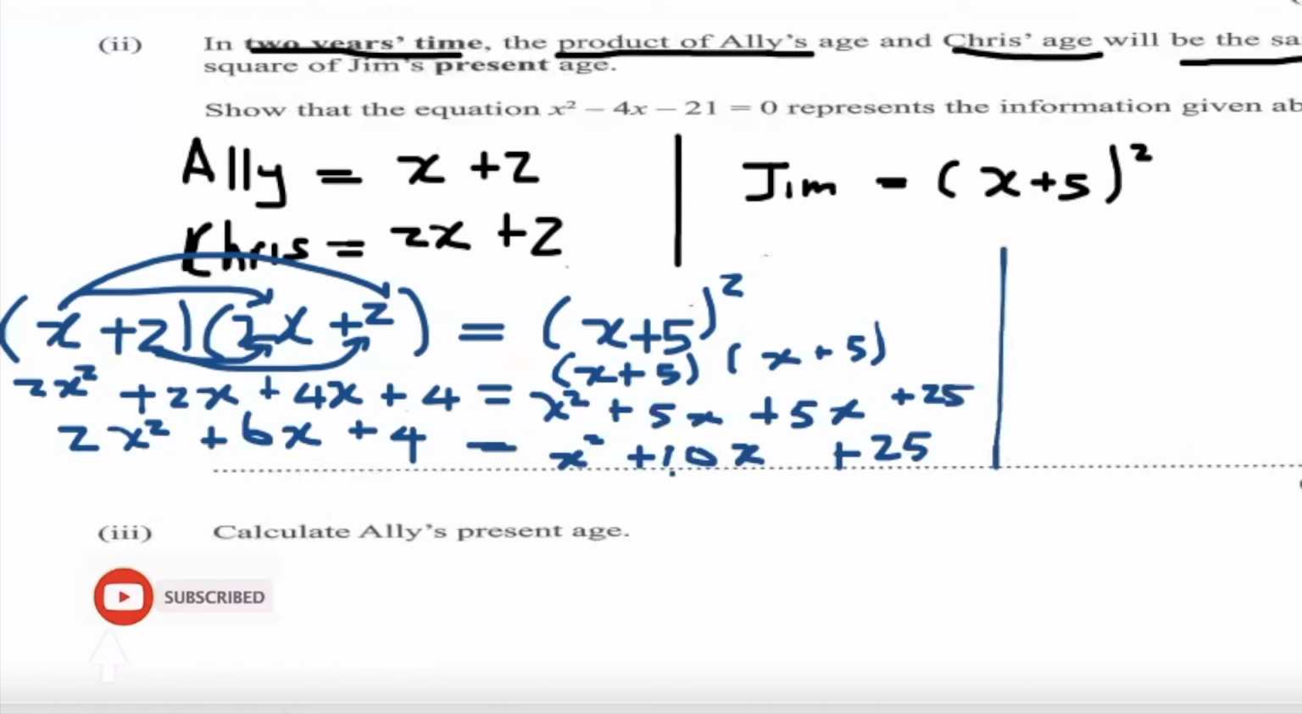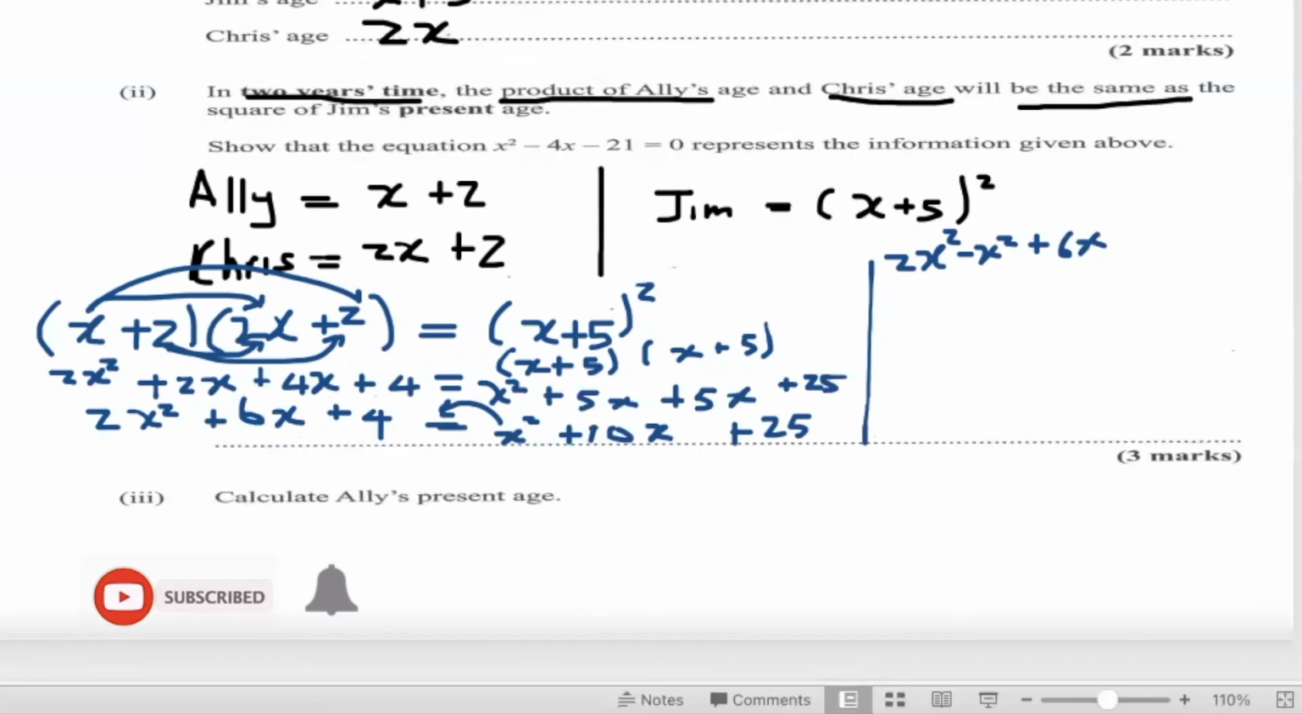Now I'll carry this part over to the equal sign. So when I carry the x squared over, I'm going to group it with the 2x squared. So I'll have 2x squared minus x squared. I'll have my 6x, I have plus 6x. So when I carry over the 10x, it becomes minus, and I'm grouping it. So I'll have minus 10x. Then I carry over the 25, so I group it with the constant. So I'll have plus 4 minus 25, and don't forget equals 0.